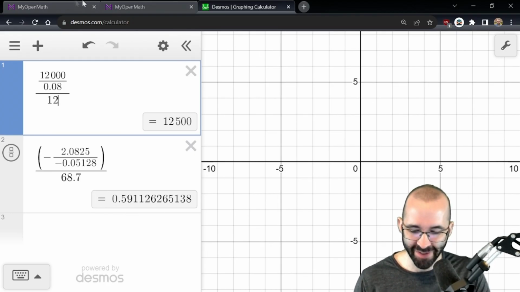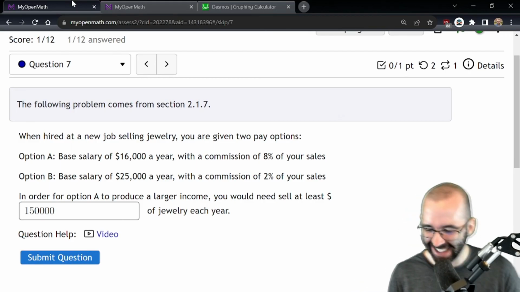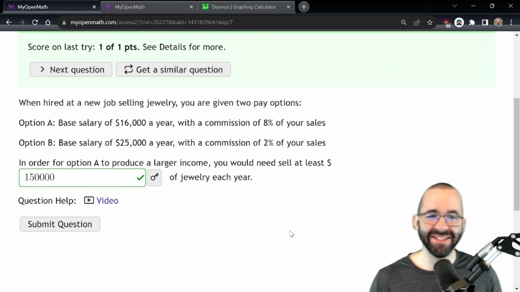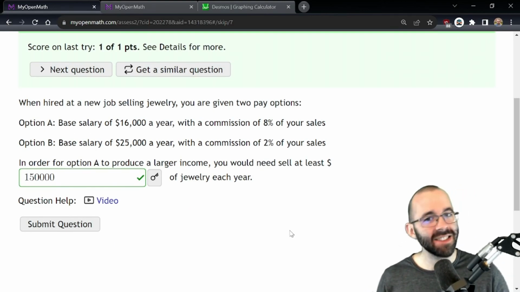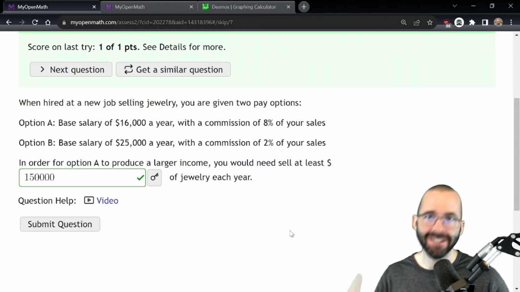I'm not a salesperson. I actually really don't know anything about jewelry either. I don't know. Maybe you can do it. Let me know. That option A will be better if you do that. Otherwise, if you don't think that's going to happen, choose option B for your salary.